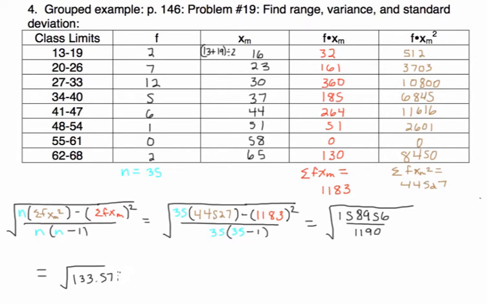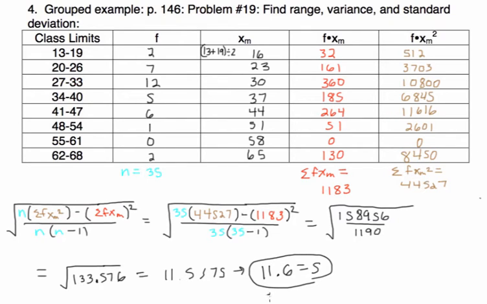Remember, don't round yet. Round at the end. So when I take the square root, I get 11.5575, which gets rounded. Now we round to one decimal place, 11.6. That is my standard deviation.